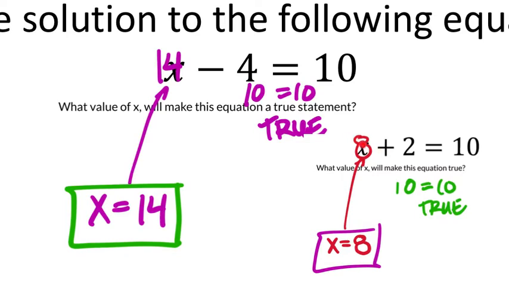So, like in this equation, if I replaced x with 14, then we know that would be a false statement. Or if I replace this x with this 8 right there, then it would be false, okay? So don't get this mixed up where it's like all x's are the same. No, it's a different x because it's a different equation.